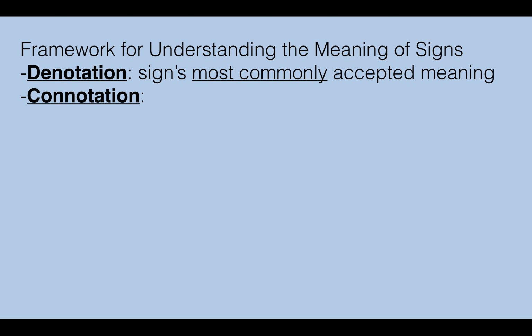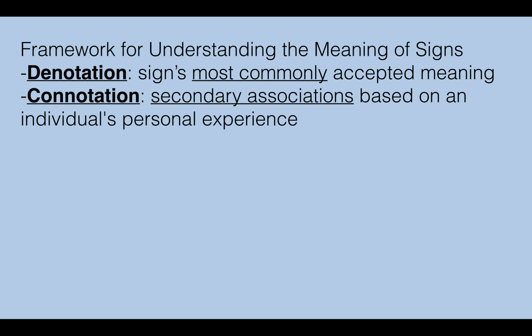Semiotics is really important because it helps to provide a framework for understanding the meaning of various signs. This can be broken down into two elements, denotation and connotation. First, denotation. It's my favorite because my name is Dino, of course. Different spelling for Dino, but let's just go on to the definition, won't we? A denotation is a sign's most commonly accepted meaning. This is probably best defined in contrast to connotation. A connotation is the secondary associations based on an individual's personal experience.